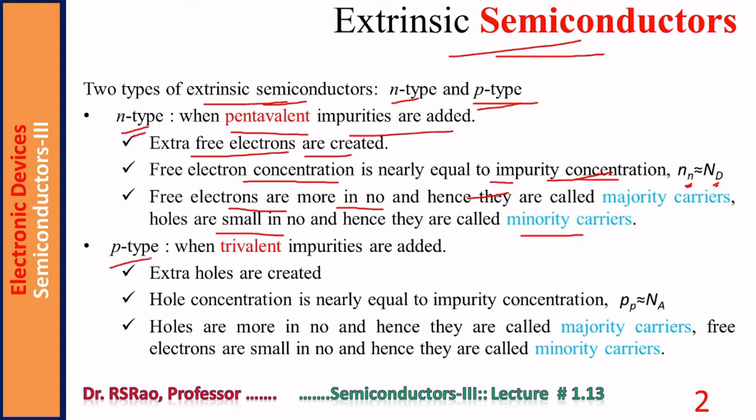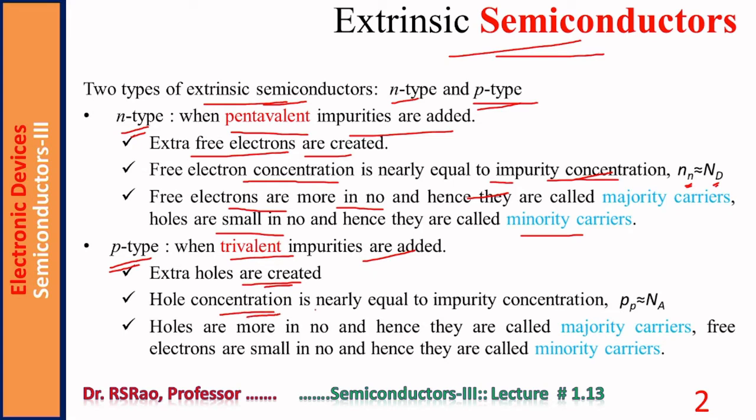Now come to P-type extrinsic semiconductor. When trivalent impurities are added, an intrinsic semiconductor becomes a P-type extrinsic semiconductor. In these semiconductors, extra holes are created.